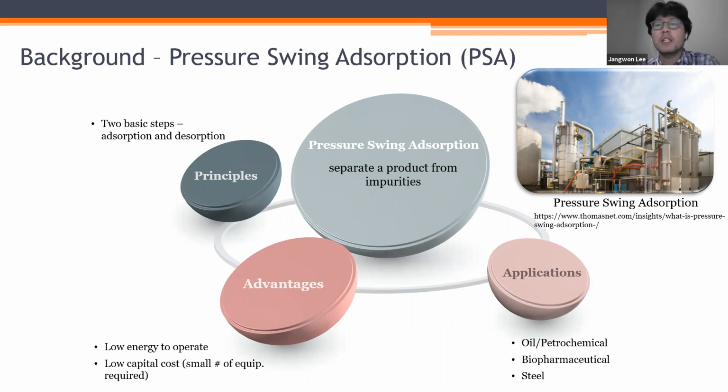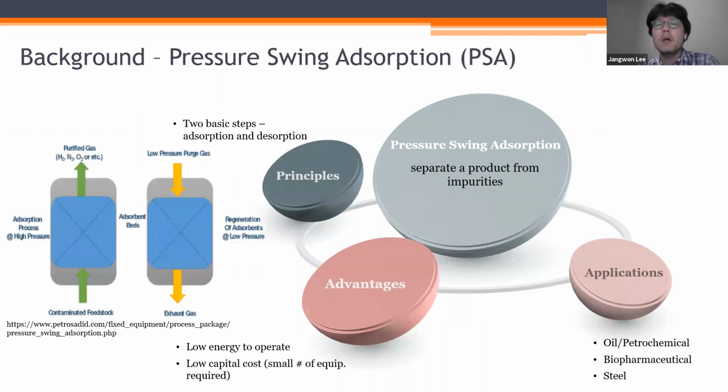Pressure swing adsorption is a well-known process to separate the product from impurities. PSA consists of two basic steps, adsorption and desorption, and repeats these two steps. During the adsorption step, the impurities are adsorbed by the adsorbent, producing the high purity product, while during the desorption step, the impurities are cleansed from the adsorbent, allowing the cycle to be repeated. This process has been used in a variety of different fields because it can produce high-quality product with low energy and low capital cost.